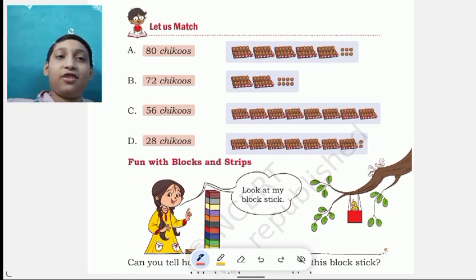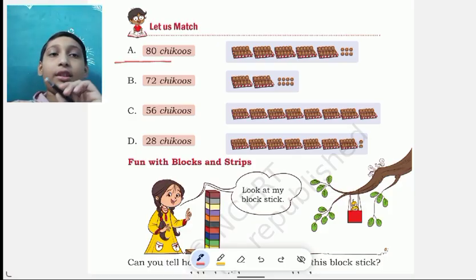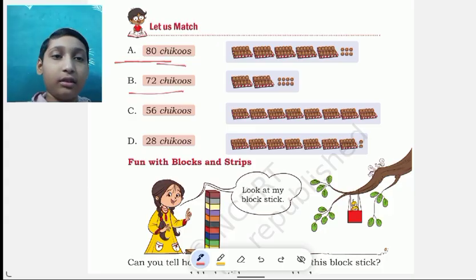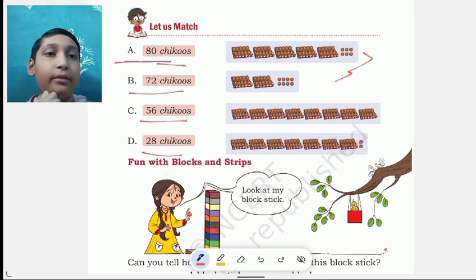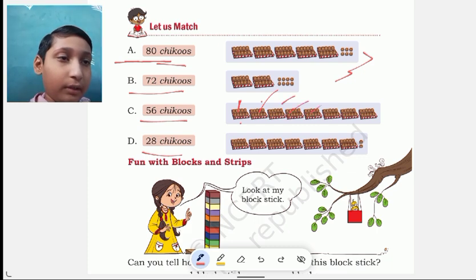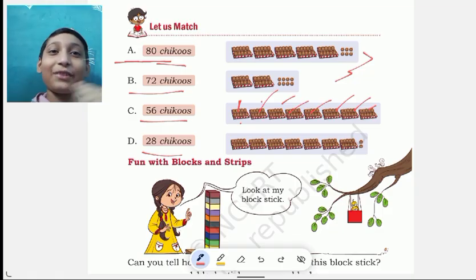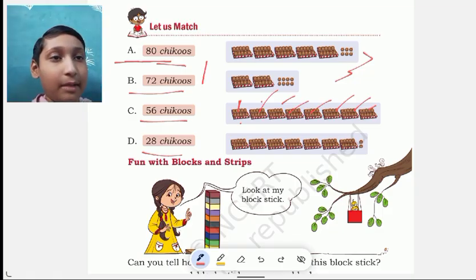Let us match. Now in this we have to match. There are these wordings and we have to match them with these many chikus. So then we got 80 chikus. Now we can see that this has 1. Usually these trays have 10 in each. So 10, 20, 30, 40, 50, 60, 70, 80 chikus on our very first try. Wow. We have to match it with this.